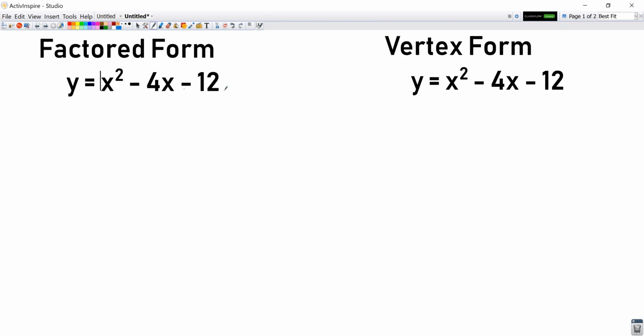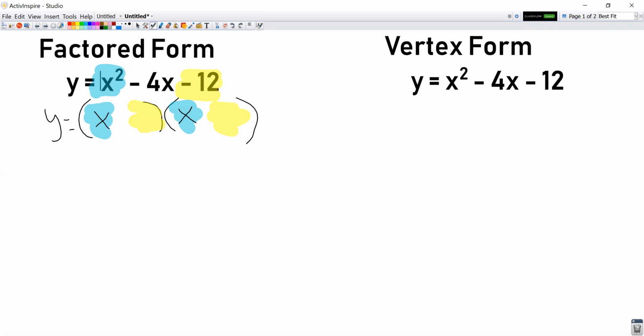you have a 1 for A, so your GCF is 1. So all I have to do is put 2 parentheses. Don't forget the y equals in the front. We want 2 numbers that multiply to get x squared. So I know that's going to be x times x. And then I want 2 numbers that multiply to get negative 12, and when you add your 2 numbers, you get negative 4.